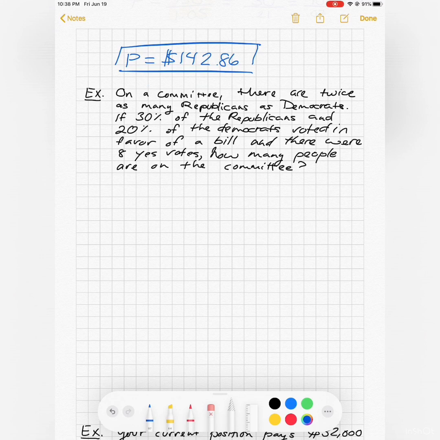On a committee, there are twice as many Republicans as Democrats. So can I translate that statement? The number of Republicans is twice the number of Democrats. Does that make sense? Okay, there are twice as many Republicans as Democrats. So if you think about just plugging something in there, if there were 10 Democrats, there would be 20 Republicans, right? So that looks like a good equation.